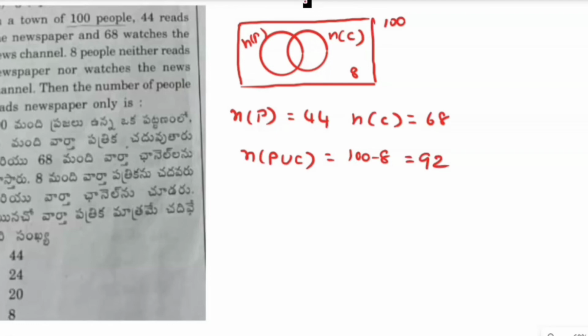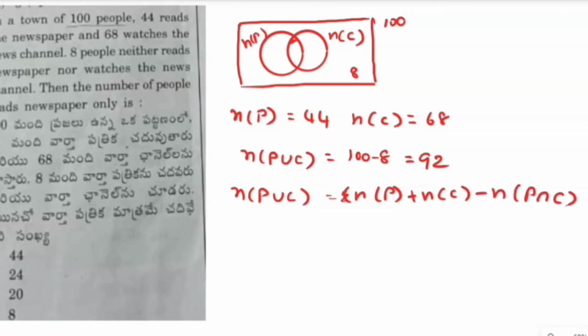Now, you have a formula that n of P union C is nothing but n of P plus n of C minus n of P intersection C. P intersection C is the people inside the intersection part of the 2 circles, who read both newspaper as well as news channel. Now, P union C is given as 92, n of P we know is 44, and n of C is 68, minus we don't know how many people read both newspaper and news channel.